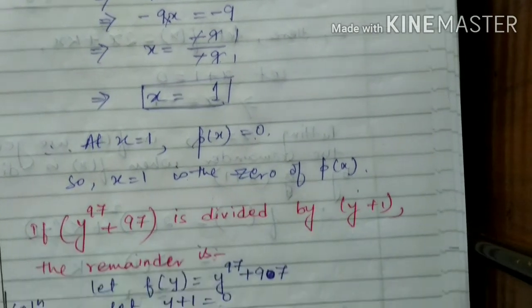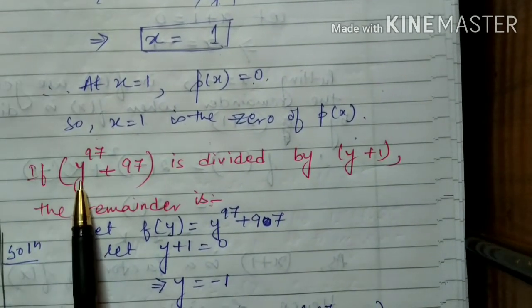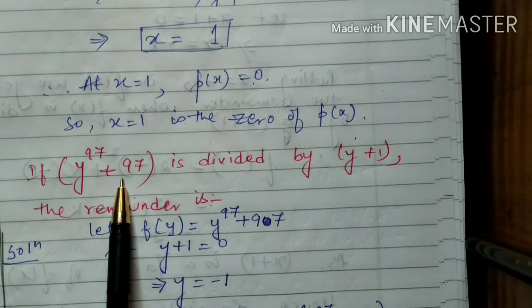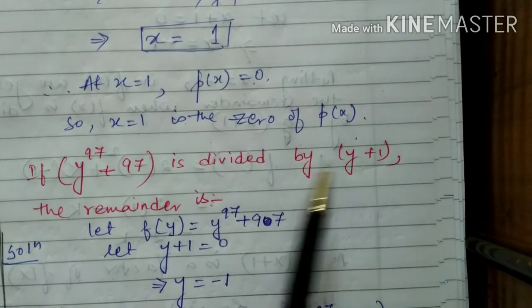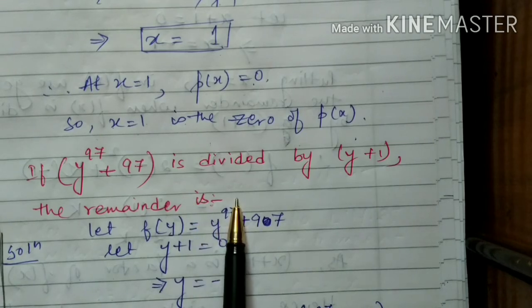Okay students, let's take the next question. If y to the power 97 plus 97 is divided by y plus 1, then what will the remainder be? That is the question.